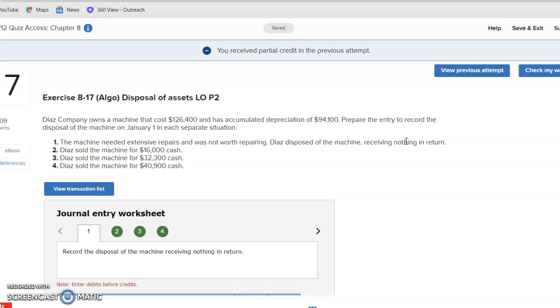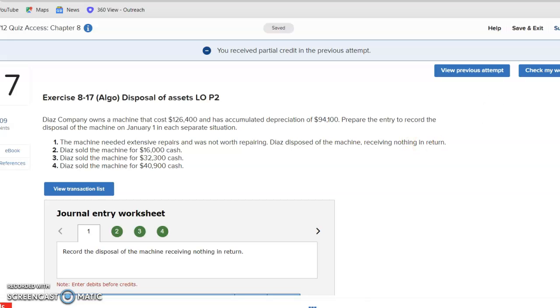Situation 1, the machine needed extensive repairs and was not worth repairing. Diaz disposed of the machine, receiving nothing in return. 2, Diaz sold the machine for $16,000 cash. Number 3, Diaz sold the machine for $32,300 cash. And number 4, Diaz sold the machine for $40,900 cash.